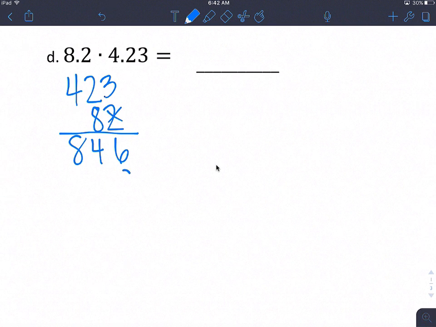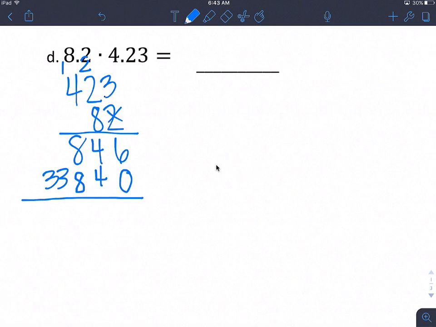Now I'm done with my 2, and I'm going to put a 0 in as my placeholder. Now I'm going to multiply each of the 4, 2, and the 3 by 8. So 8 times 3 is 24. Put the 4 down. Carry my 2 up top. 8 times 2 is 16, plus 2 is 18, so put my 8 down, my 1 on top. 8 times 4 is 32, plus 1 is 33. I'm being very careful on how I line up my numbers.